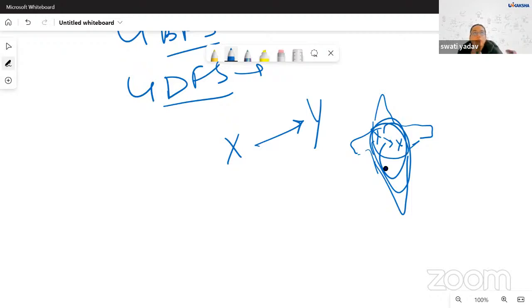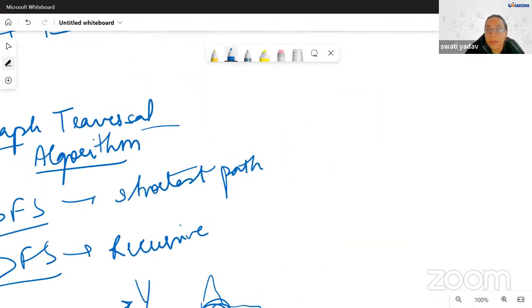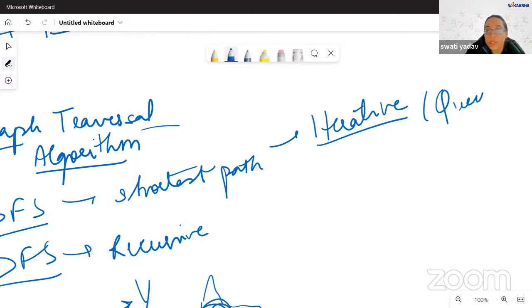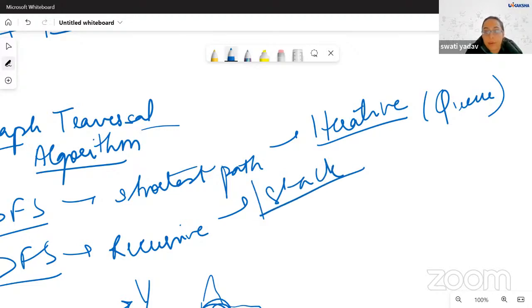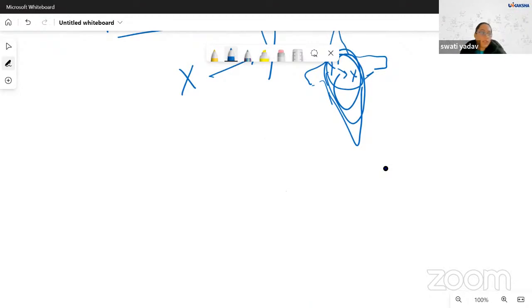BFS is an iterative algorithm, and it makes use of a queue, while DFS is a recursive algorithm, and you can leverage the help of stacks. Okay, that is what the difference is.